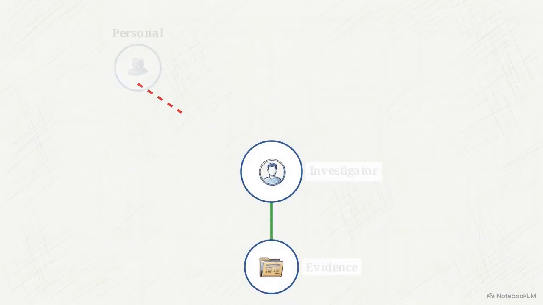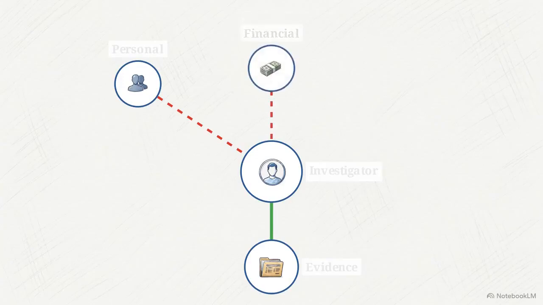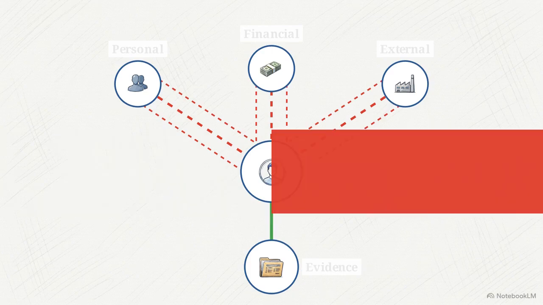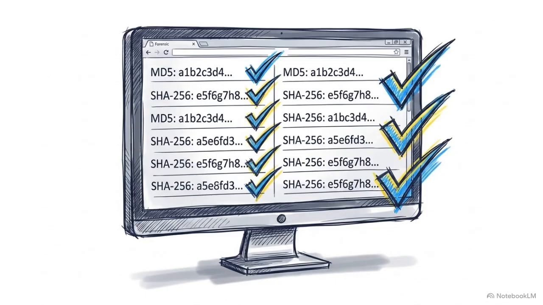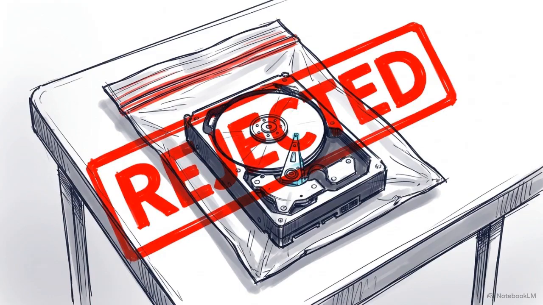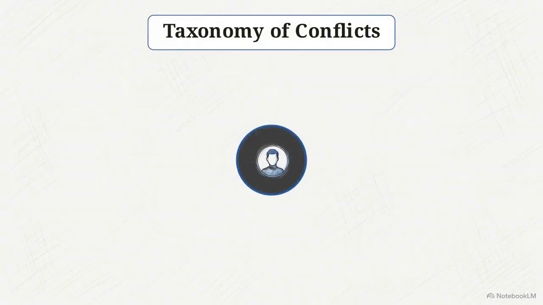It happens when an investigator's personal interests, financial benefits, or external pressures interfere with their professional responsibility to remain objective and neutral. Your forensic analysis algorithms and hash verifications might be computationally flawless, but if your professional integrity is compromised by a conflict, every piece of technical evidence you extracted becomes entirely unreliable. In digital forensics, we categorize these situations into 6 distinct forms.